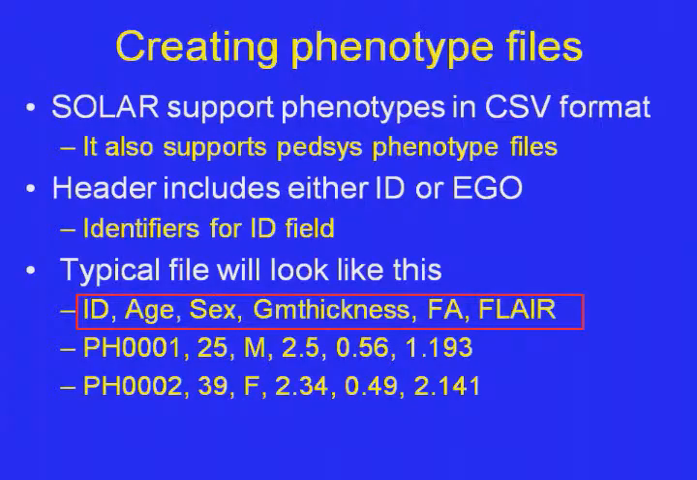So your typical file will look very much like this. The first line is considered to be a header, which includes ID, age, sex, gray matter thickness, fractional anisotropy, FLAIR volume. And then you go by ID, then age, sex, and so on and so forth. So pretty simple format.